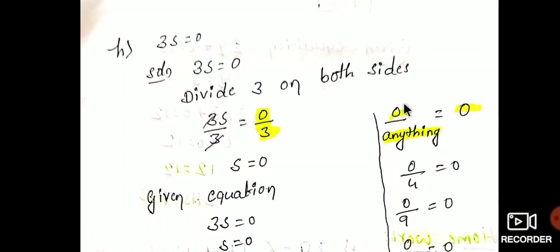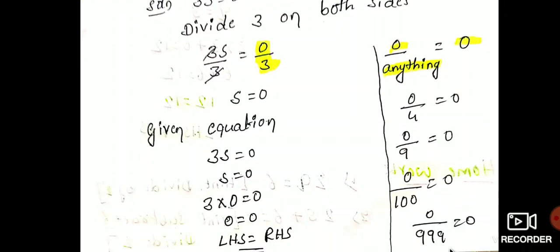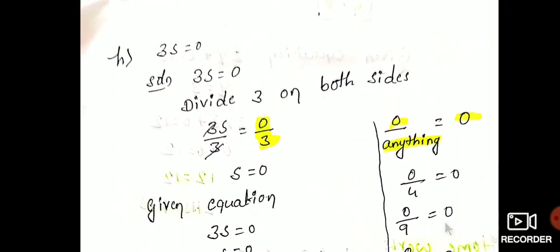For example, 0 by 4: 4 ones are 4, 4 zeros are 0. 9 ones are 9, 9 zeros are 0. And also 0 by 100 means 0. 0 by 1000 means 0. 0 by 909 means 0.